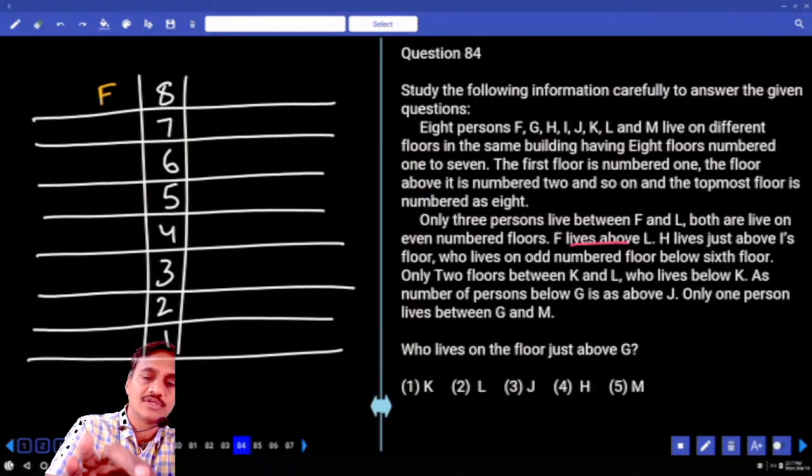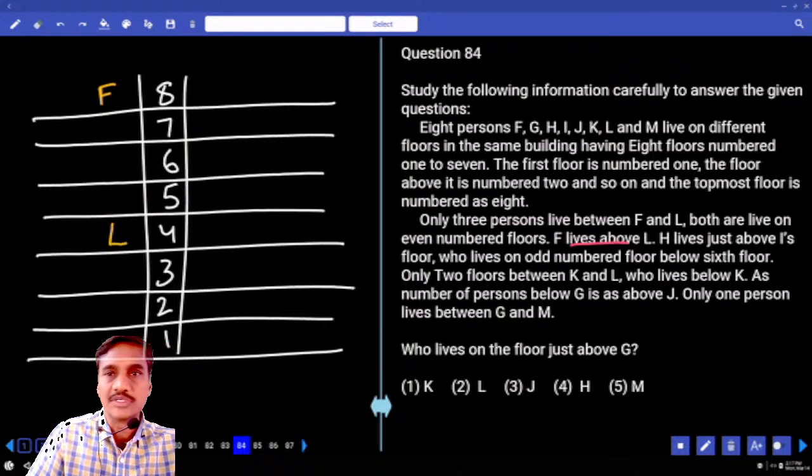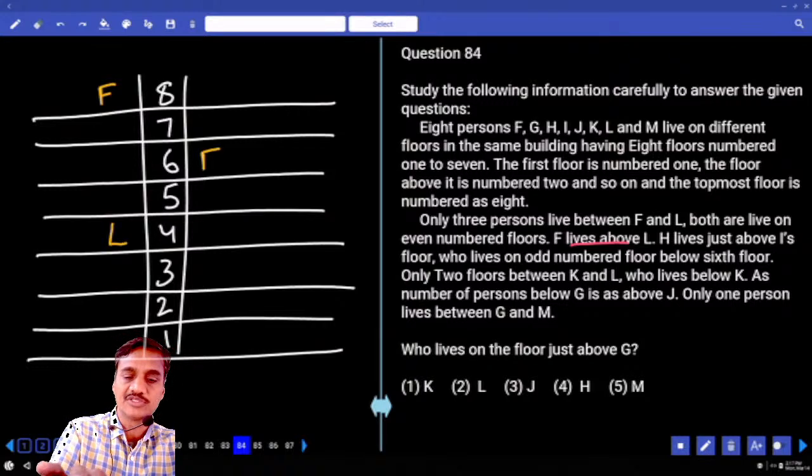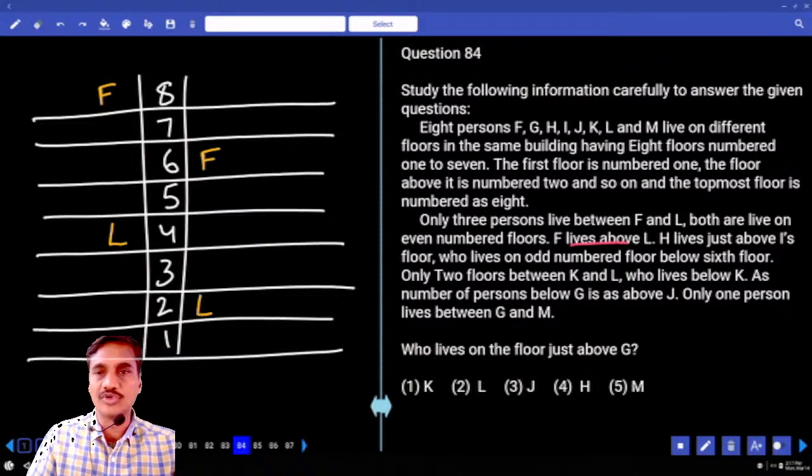F is here. 1, 2, 3, L will be here. This is one possibility. And what is the second possibility? F at this place, L will be here. And these are the only 2 possibilities we have. Clear? F and L, both these 2 are on an even number floor, and there are exactly 3 floors in between F and L. F lives above L.